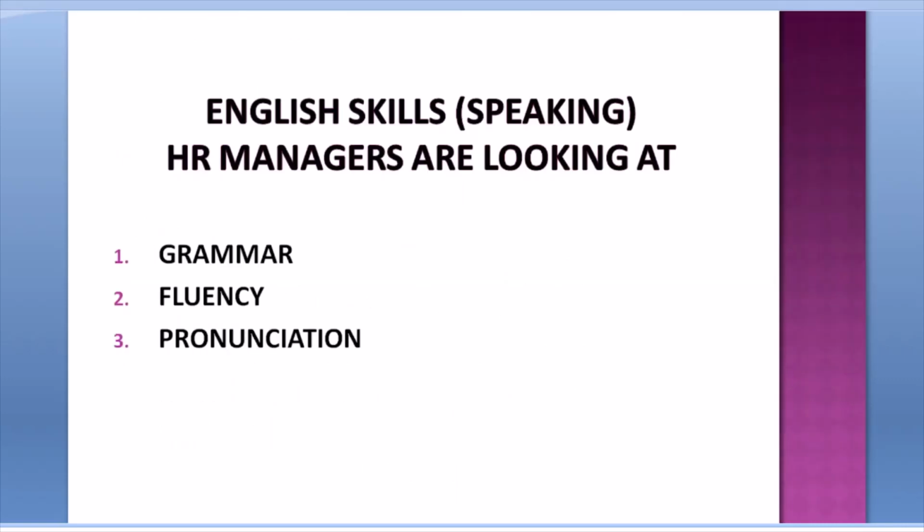Now, let's move on to the speaking skills which are given emphasis in the interview. And you must be careful with these skills, okay? The first skill is, of course, your grammar. How do you construct your sentences? Your subject-verb agreement, the use of verb tenses, prepositions, and so on.